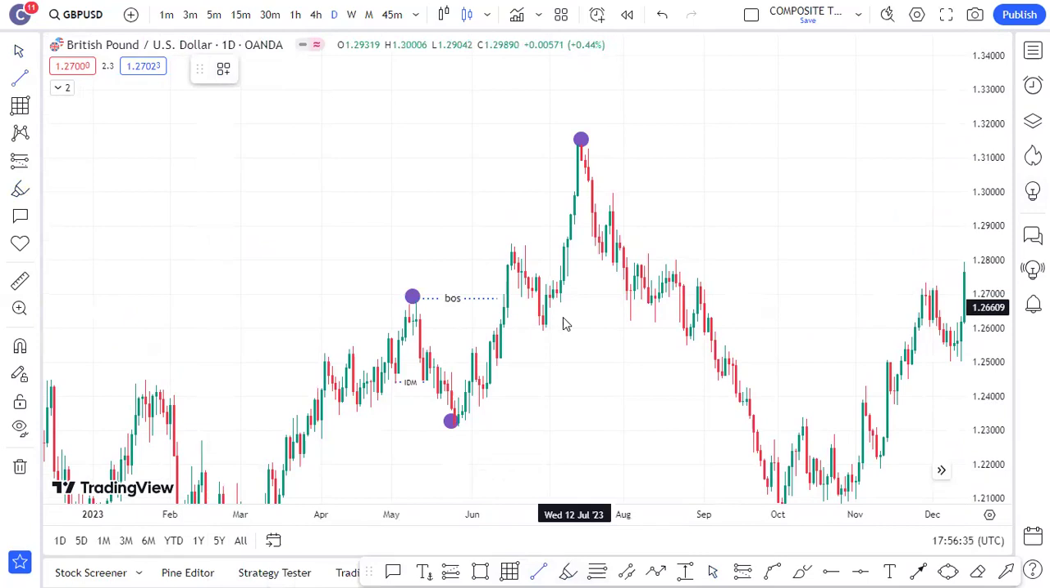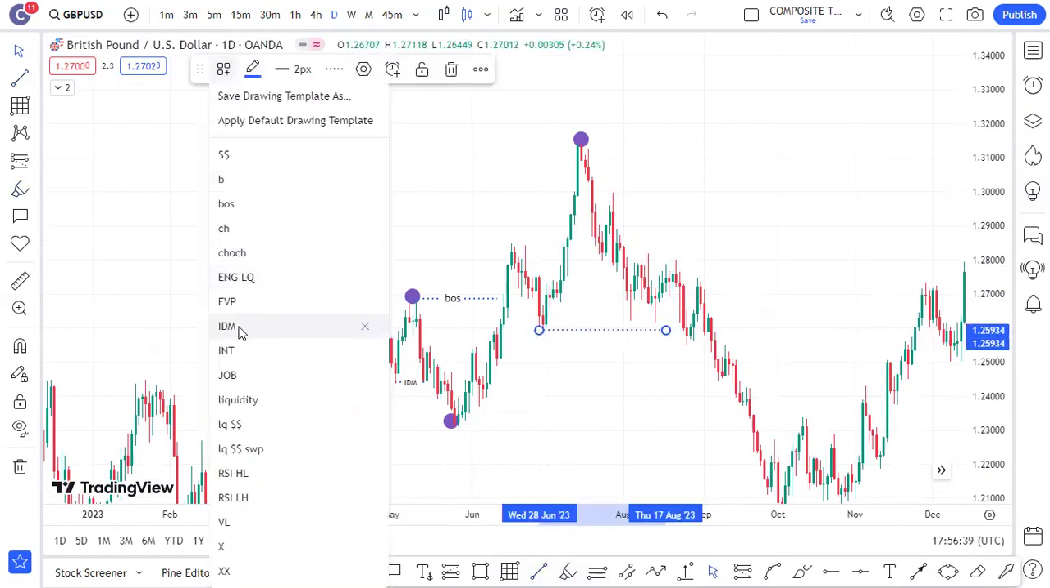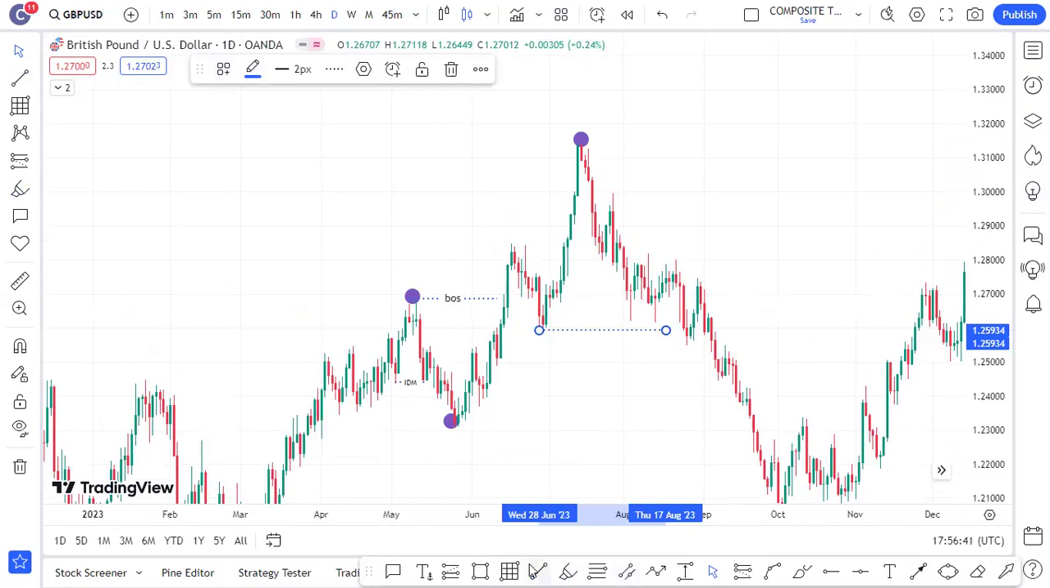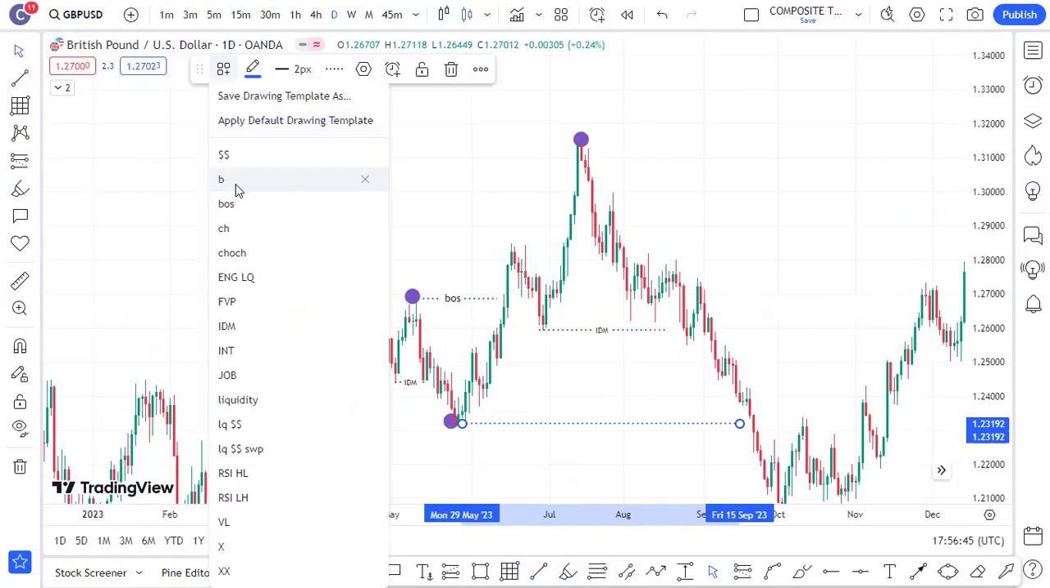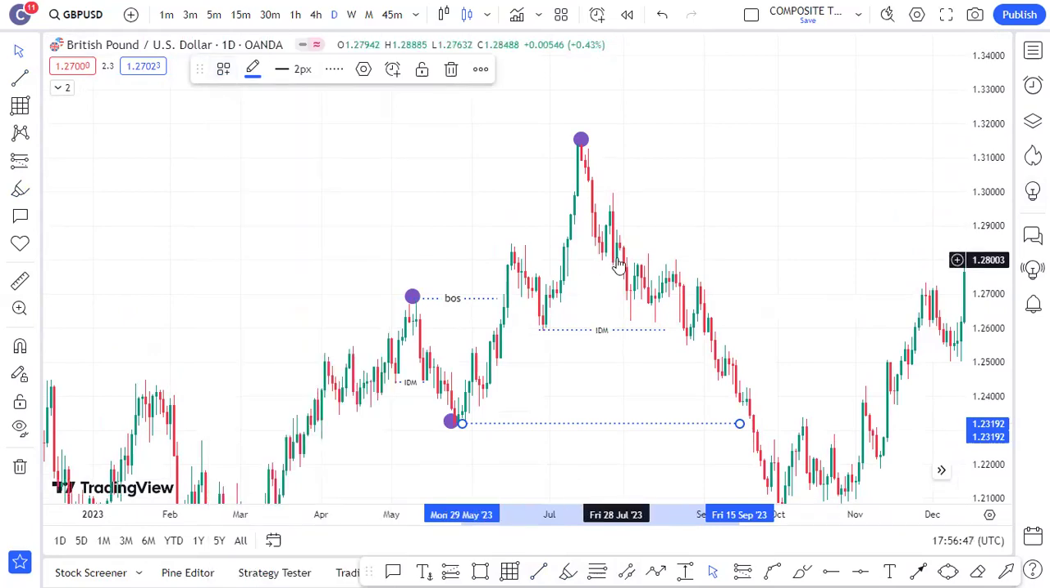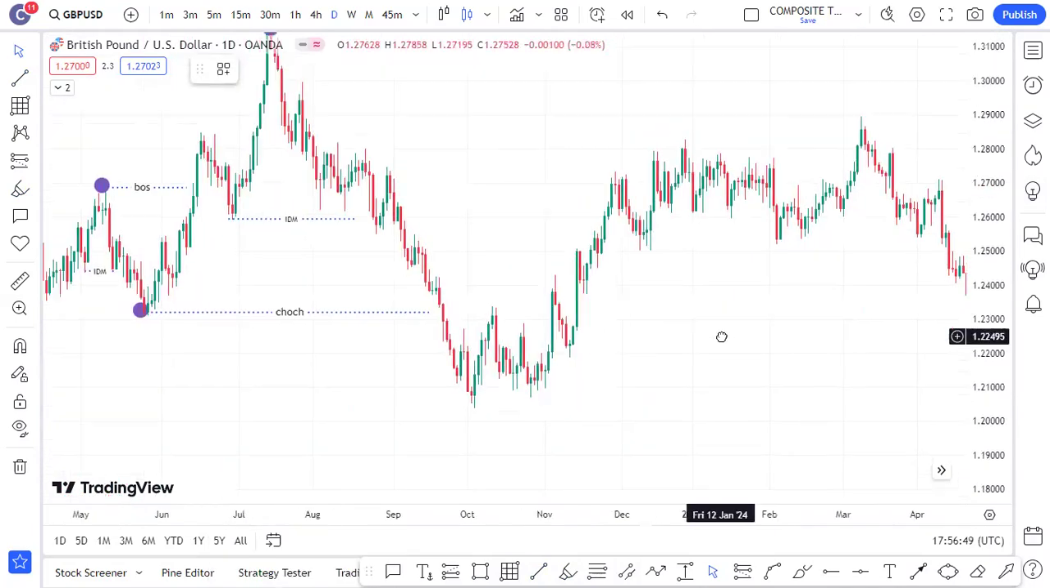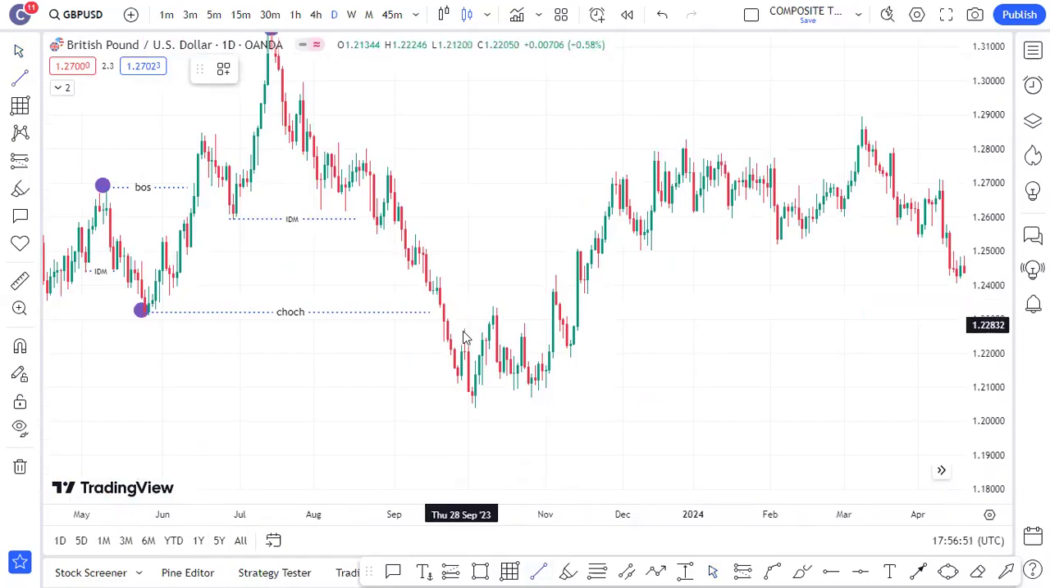Our inducement is here, taken out. Then we drop to the downside, and this is a change of character here. So this was a signal that we should be looking for a sell position, and our inducement again is here. Inducement taken out. This is a low.